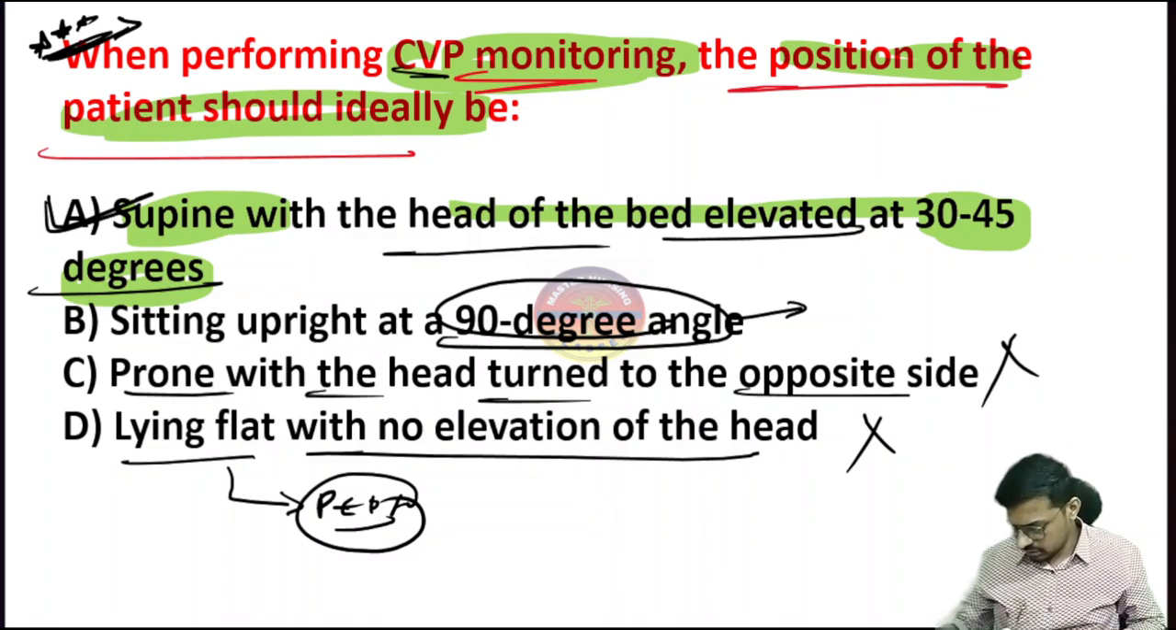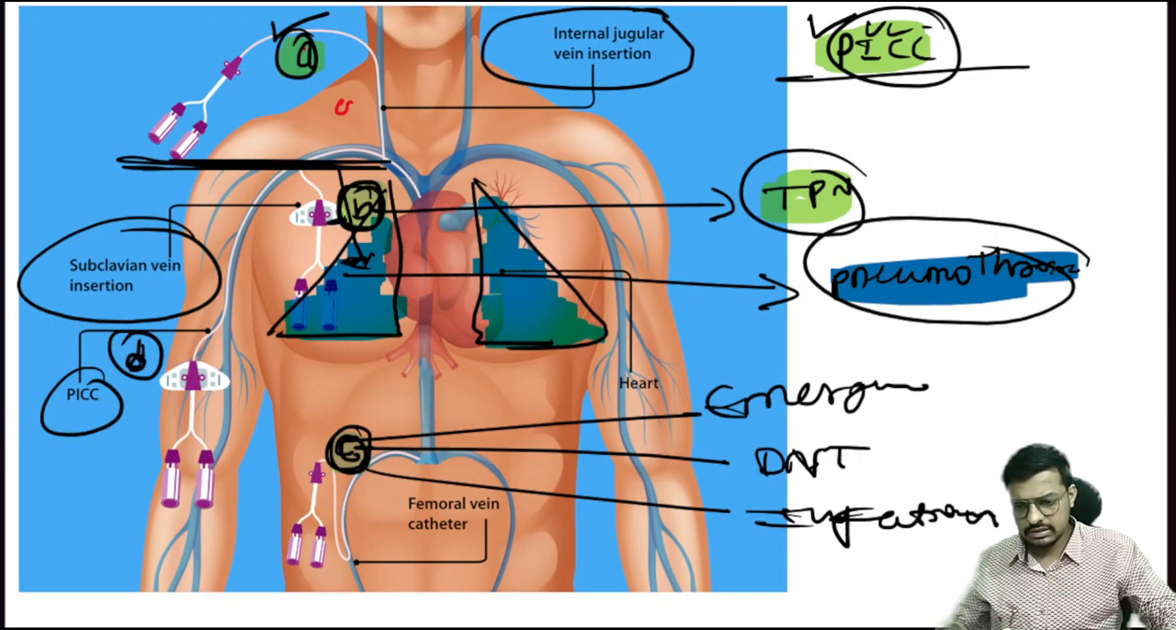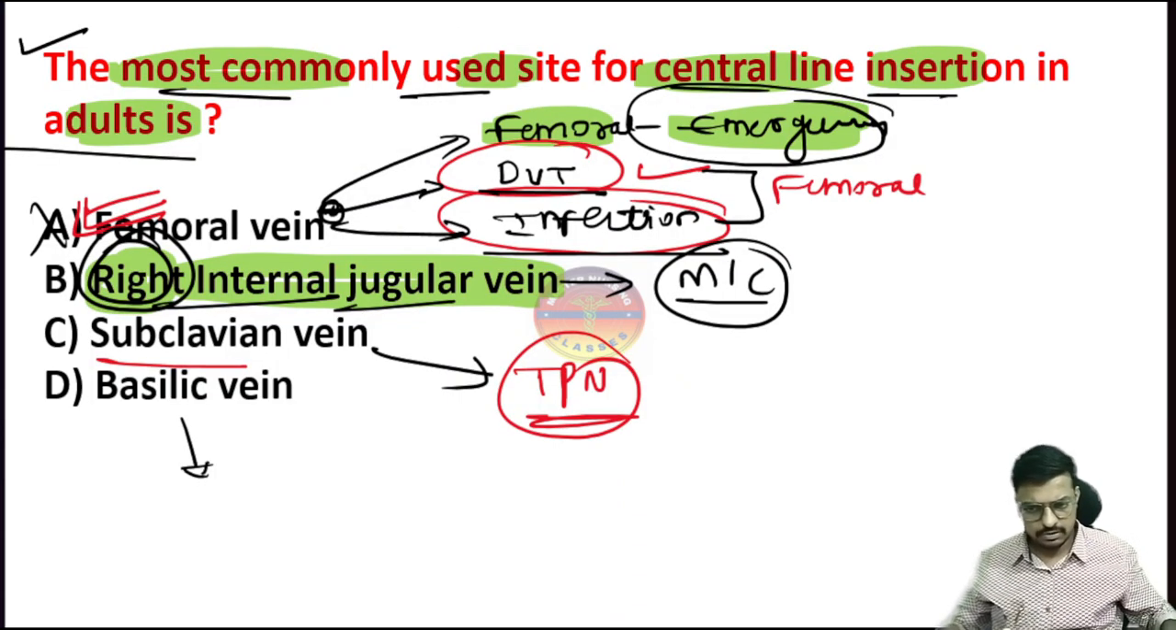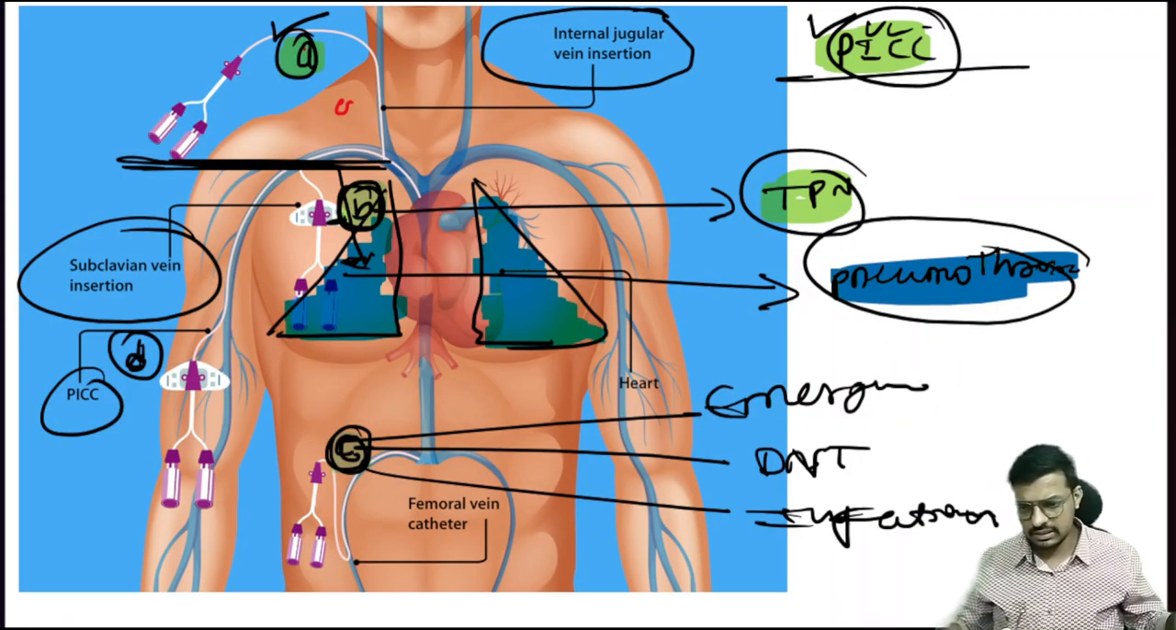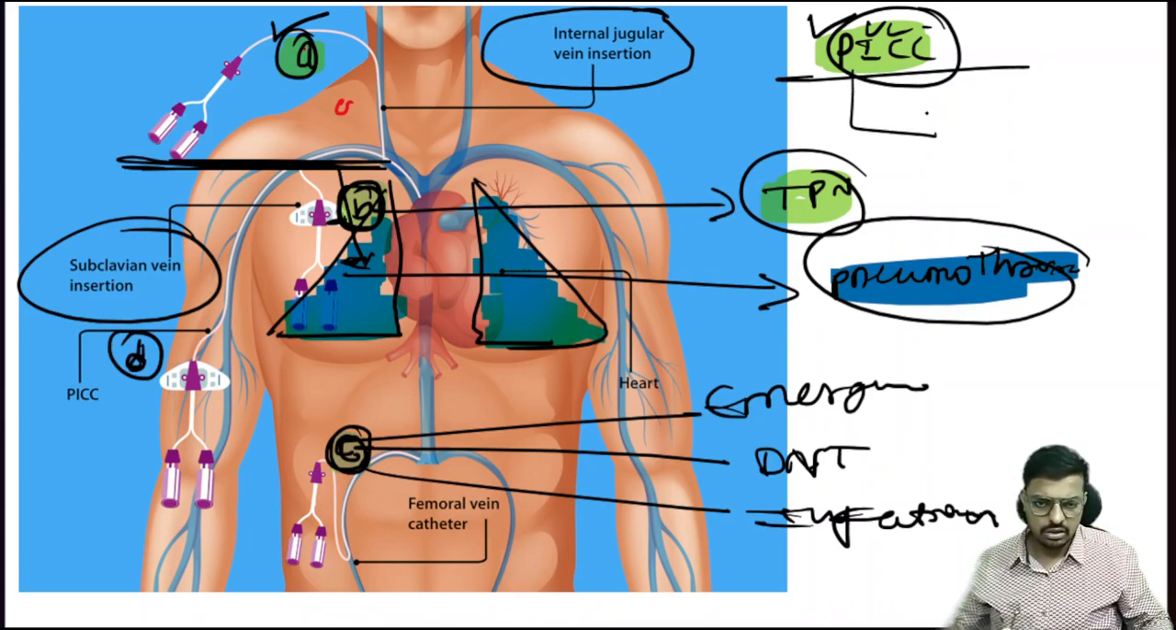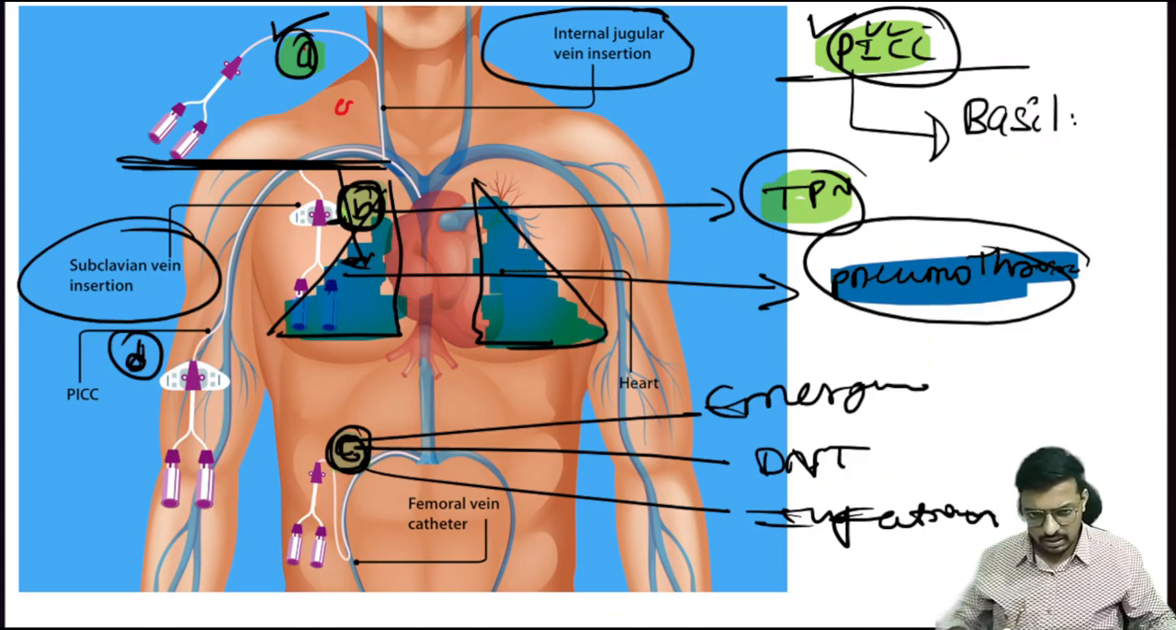Okay, the next question is the most common site of insertion of the PICC line. This is also very important. That is the peripherally inserted central catheter. The most common site, remember and note it down, is the basilic vein, that is the median basilic vein.